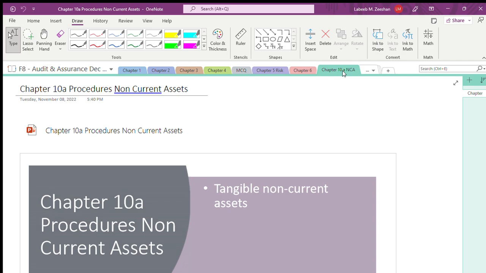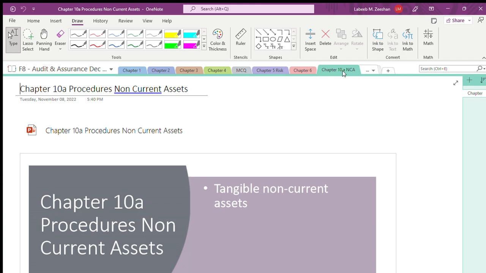Lecture 10 has various different types of procedures: procedures for receivables, procedures for cash, procedures for payables, procedures for non-current assets, procedures for inventory, procedures for equity. You have different procedures there. I have segregated lecture 10, and that is the reason I put 10 A, B, C, D, E.